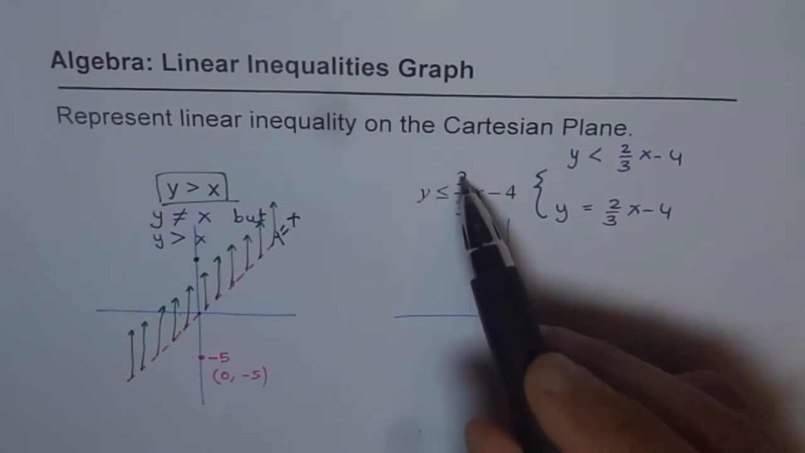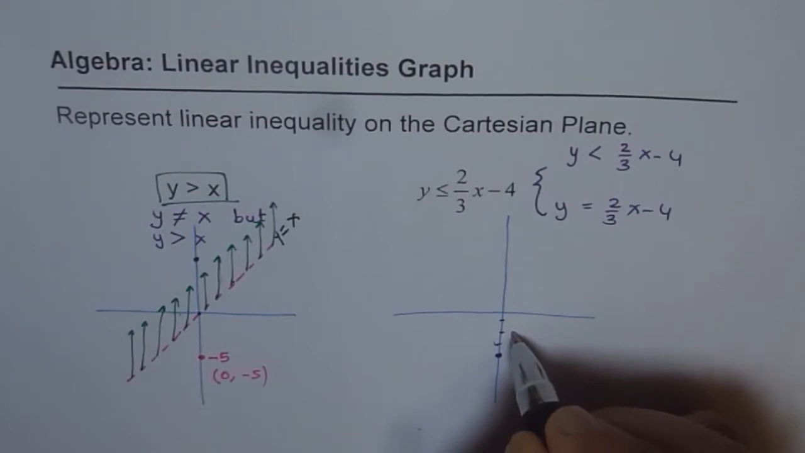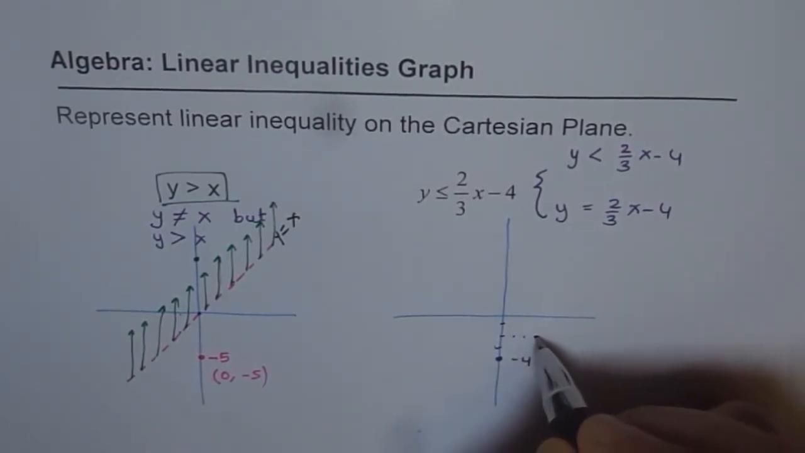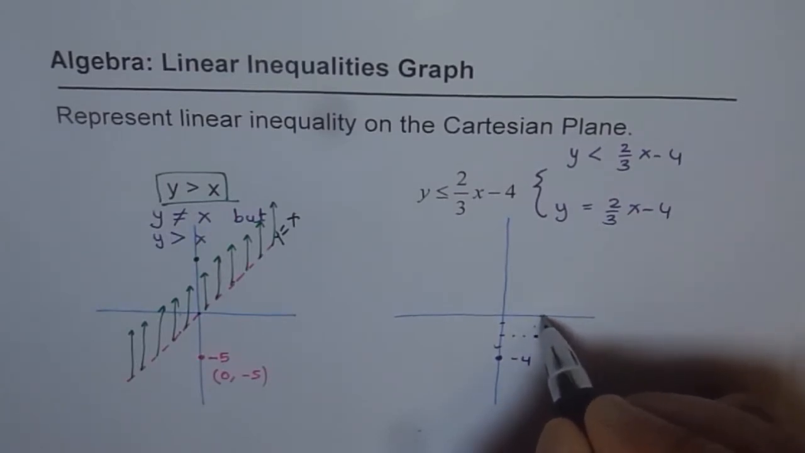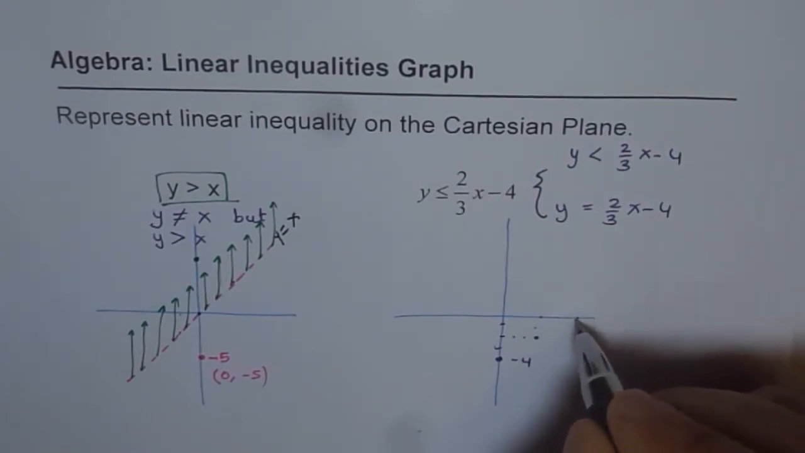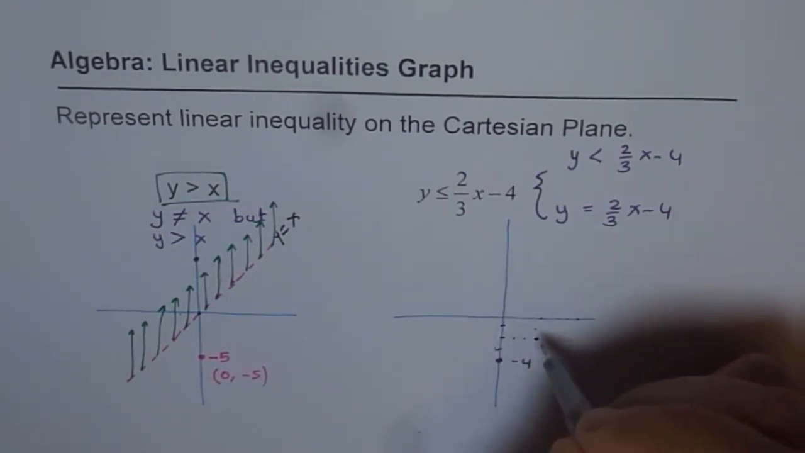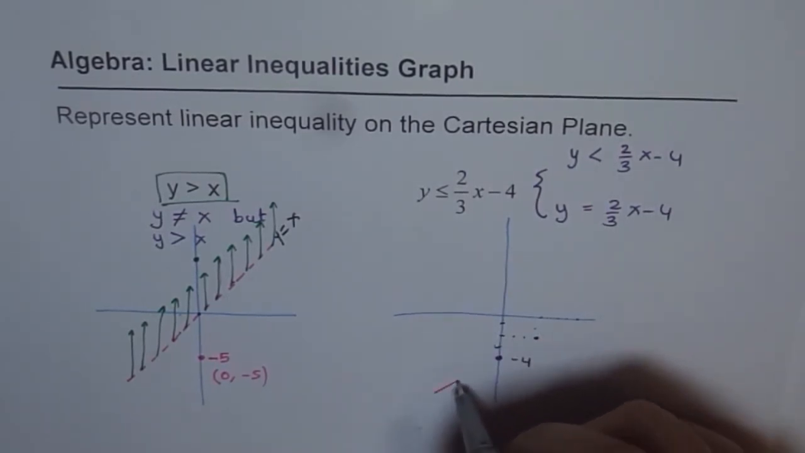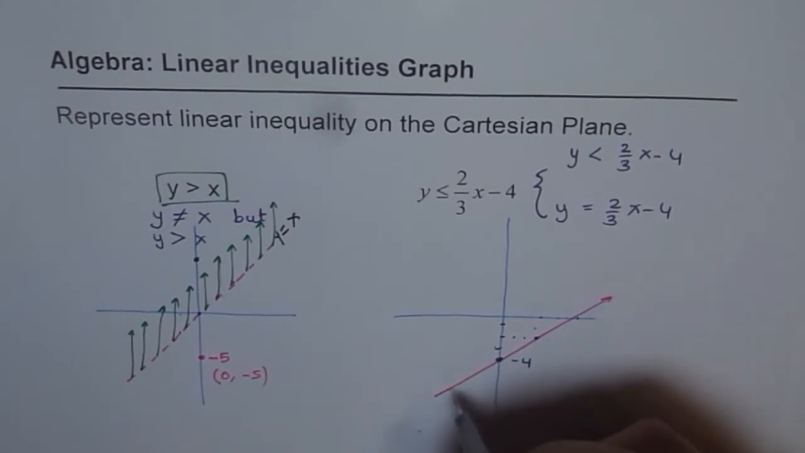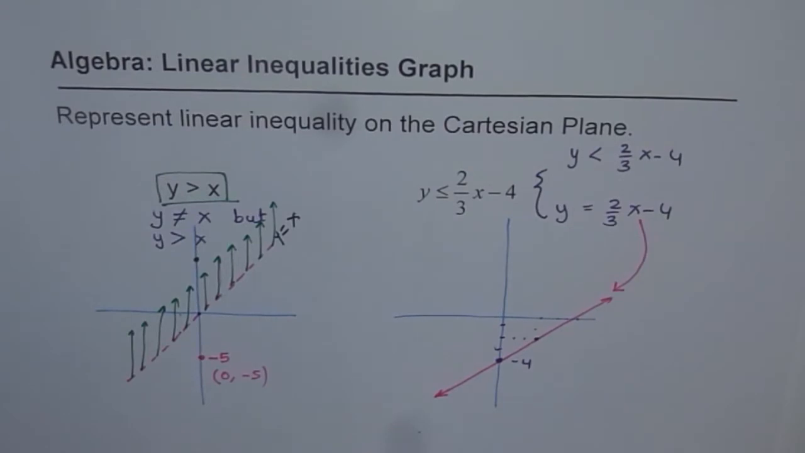Now slope is 2 over 3. That means you go up by 2, 1, 2, and 3 is 1, 2, 3, right? So you get the next point. Then again you can go 2 up and 3 across, 1, 2, 3, right? So you get another point. Joining these points, we get our line y equals 2 over 3x minus 4, right? Let's join them. So the line represents y equals 2 over 3x minus 4.